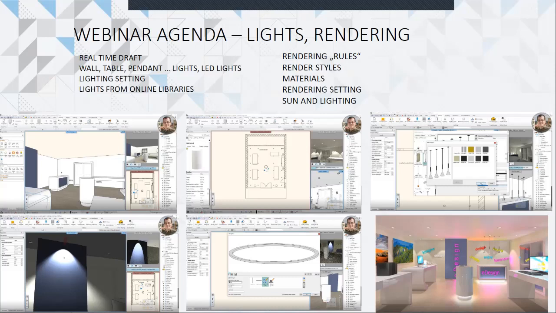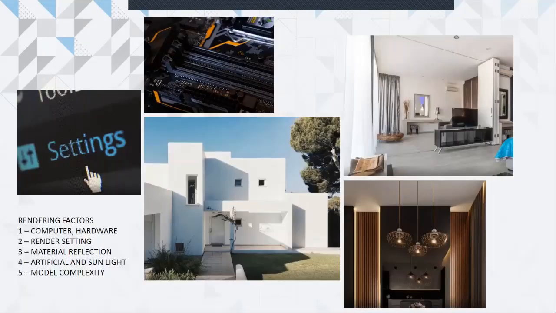And I want to just say something about 5 factors for rendering. First, five factors which are important for speeding up or slowing down your rendering. And first is, of course, your computer. If you have a good computer with good graphic card and hardware, the rendering will work a lot faster. Second is how you set up your render settings. You will hear all about that in the second part of the webinar.